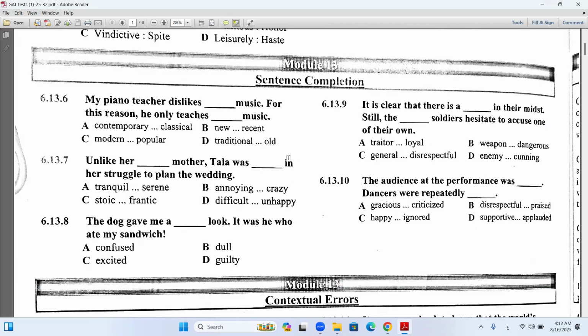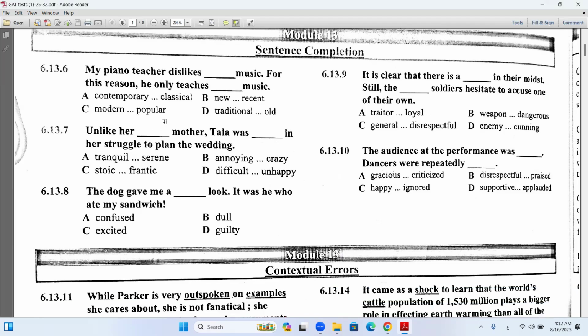Okay. My piano teacher dislikes contemporary music. For this reason, he only teaches classical music. Perfect. Yeah, he does not like rap music or pop music. He teaches us classical music. Perfect.